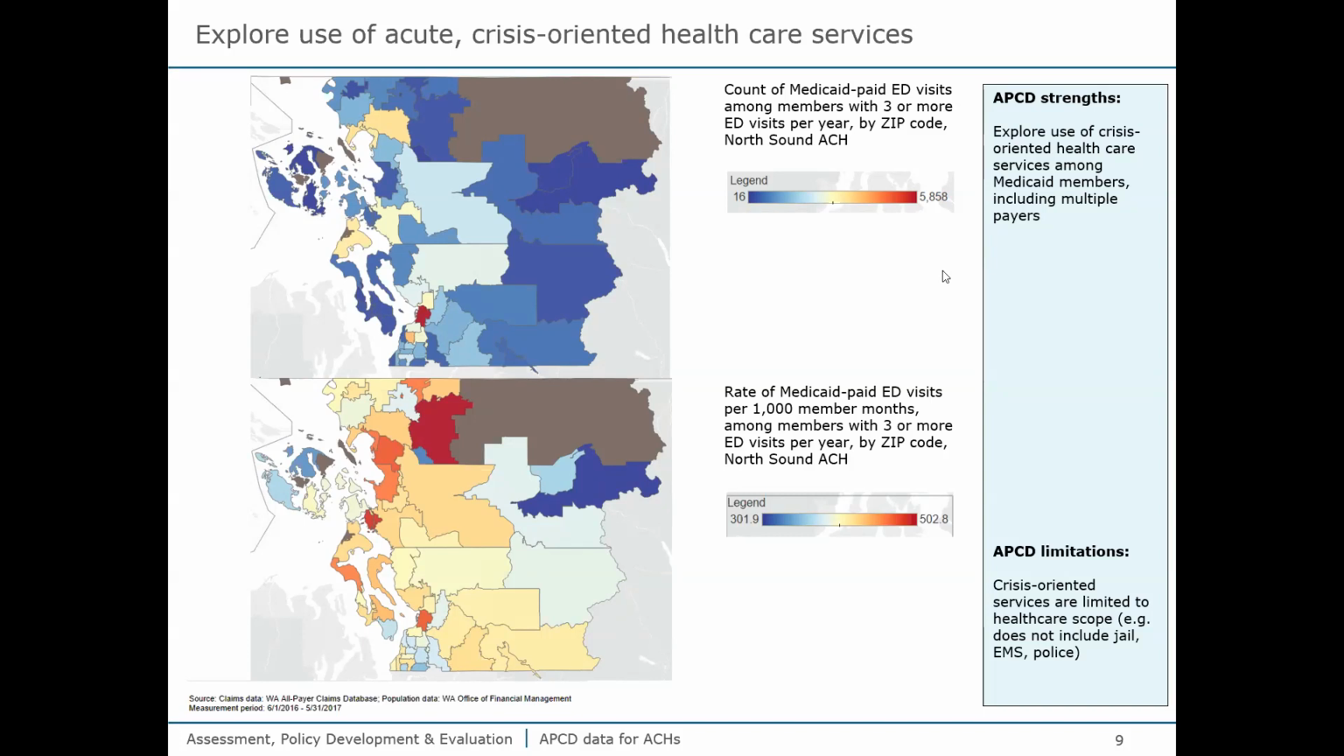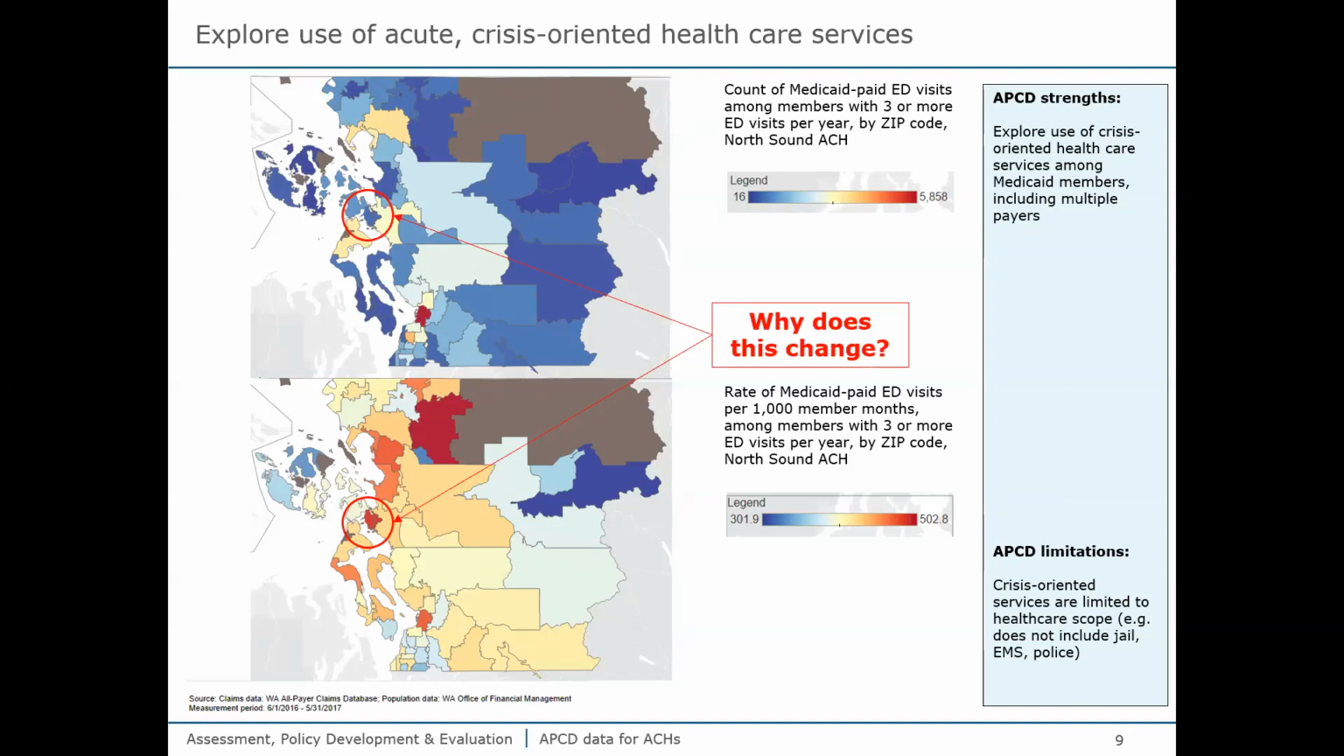We're no longer looking at just counts of ED visits. We're looking at a rate. We're looking at rates of visits per 1,000 member months. And that's a really funky scale, so I'm going to try to walk through what that means. In order to do that, I want to illustrate one zip code that changed. And this is zip code 98257, LaConner.